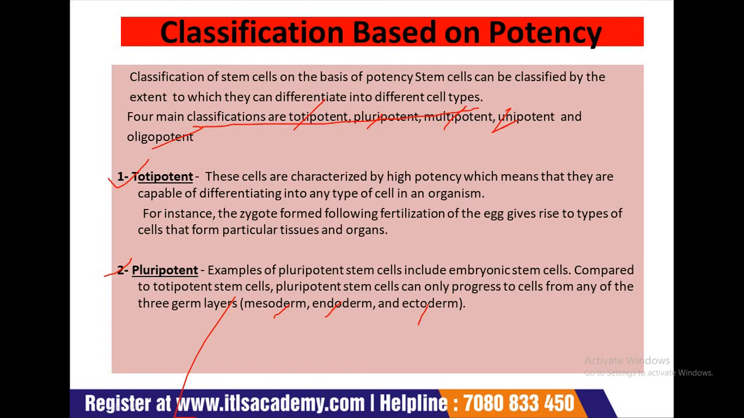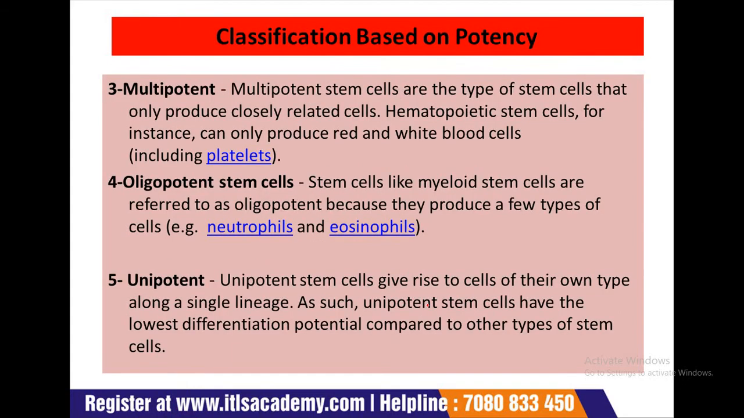Unlike the totipotent stem cells, pluripotent stem cells are located in the inner mass of the blastocyst. Pluri means many, so here we can differentiate. Toti means a whole, but pluri means many. So this is the difference between totipotent and pluripotent stem cells.